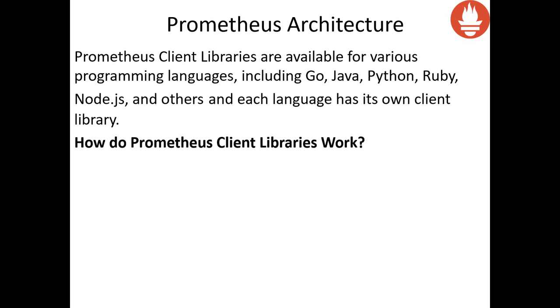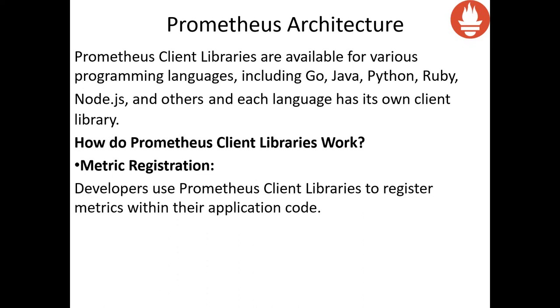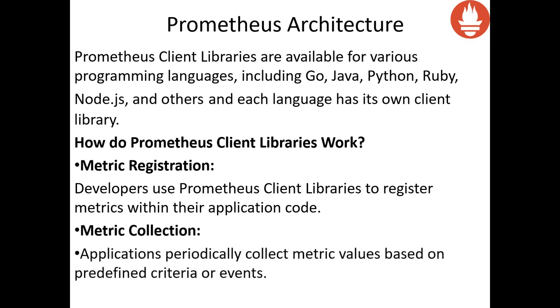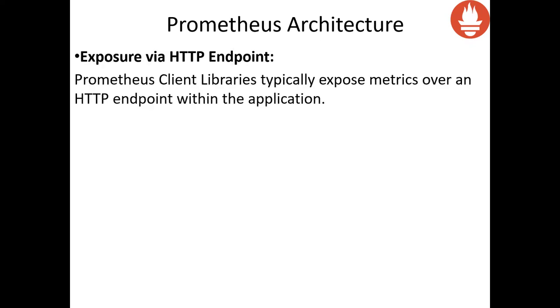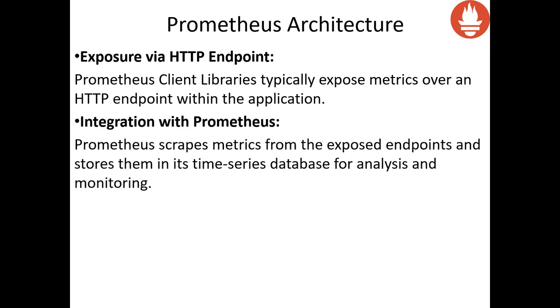How do Prometheus client libraries work? Metric registration: developers use Prometheus client libraries to register metrics within their application code. Metric collection: applications periodically collect metric values based on predefined criteria or events. Exposure via HTTP endpoint: Prometheus client libraries typically expose metrics over an HTTP endpoint within the application. Integration with Prometheus: Prometheus scrapes metrics from the exposed endpoints and stores them in its time series database for analysis and monitoring.